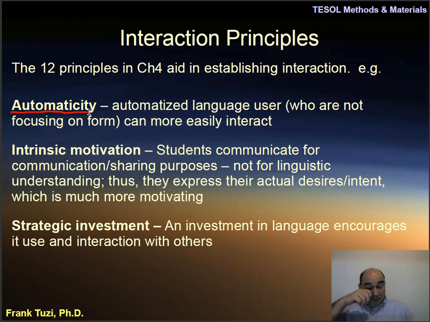Oops, that's autonomy. Okay, let's back up. Interaction principles. We'll start with interaction principles.